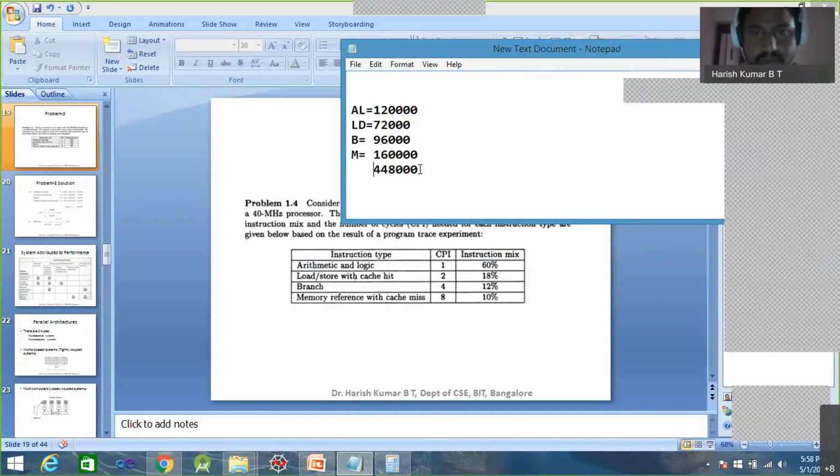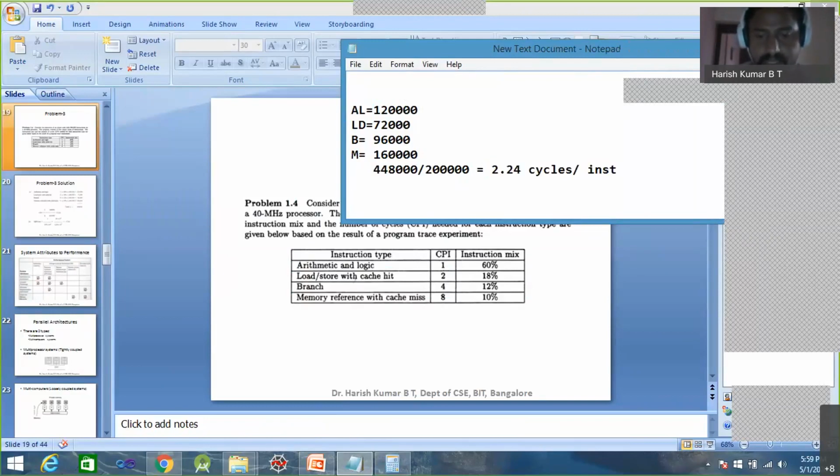We have to divide this by 2 lakh. That gives 2.24 cycles per instruction. So on an average, you require 2.24 cycles per instruction. This is the average CPI.